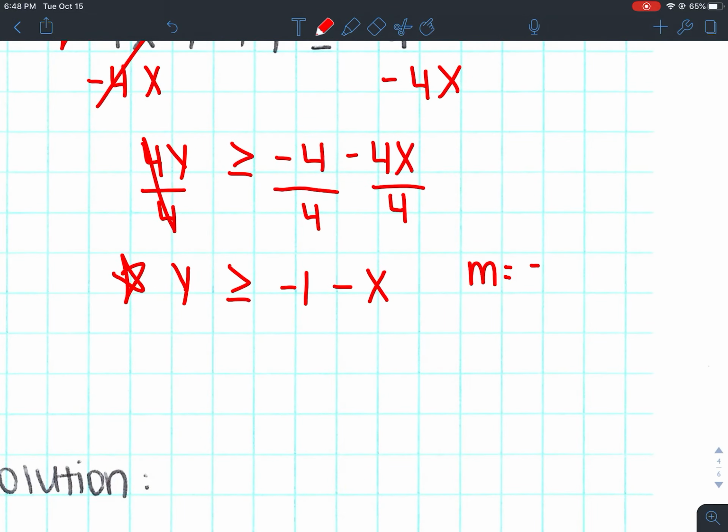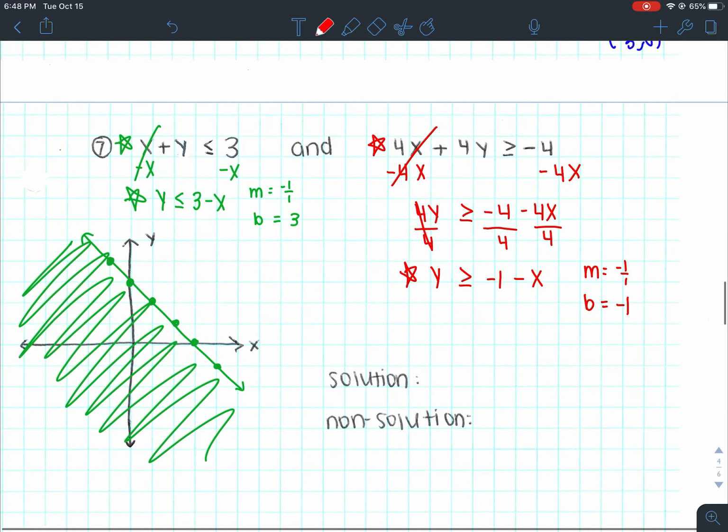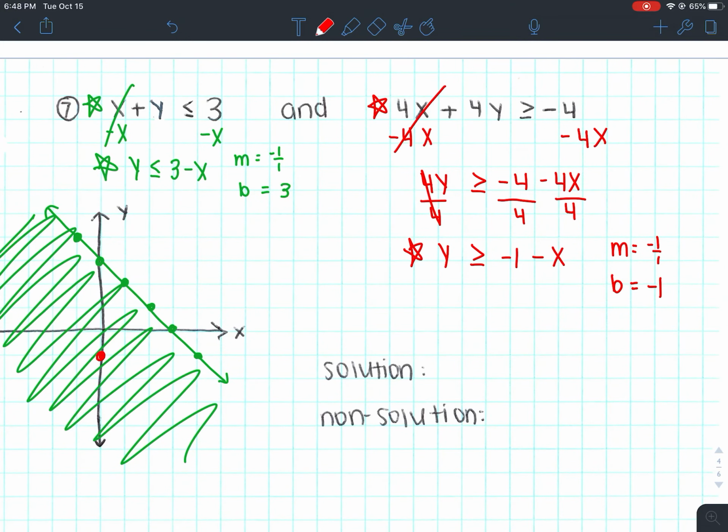So my slope here is going to be negative 1 over 1, and my y-intercept is negative 1. So let's go ahead and graph that. We're at negative 1, and we have a slope of negative 1, to the right 1.